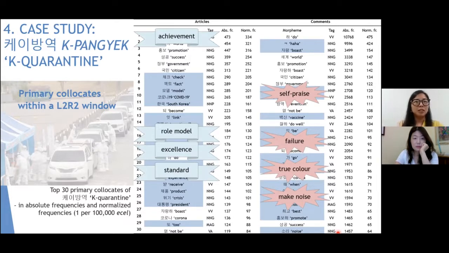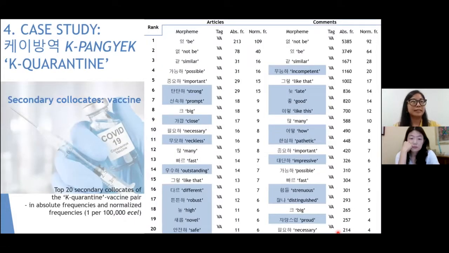Among the collocates common to both articles and comments, we have words such as government, success, and corona, but it is hard to really grasp the nuances in evaluation behind these collocates. Because, as I mentioned earlier, the L2R2 window is too narrow to include adjectives, which are more likely to convey people's attitudes and emotions. So in order to cope with this issue, we carried out a secondary collocate analysis and an Engram analysis.